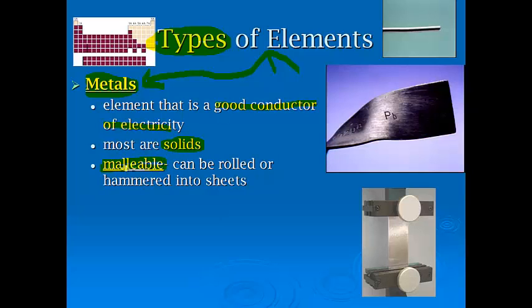The first one is that they are malleable, meaning they may be rolled or hammered into thin sheets. If you think about aluminum foil, aluminum foil is a big piece of aluminum that's been rolled out or hammered into a thin sheet. Ductile refers to the fact that metals may be made into a wire. You can take it and stretch it into a wire.